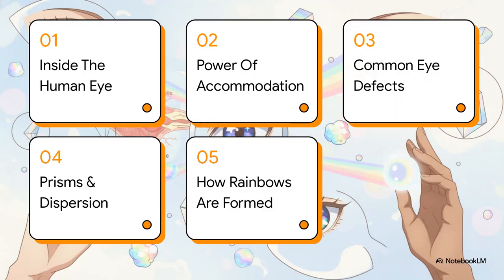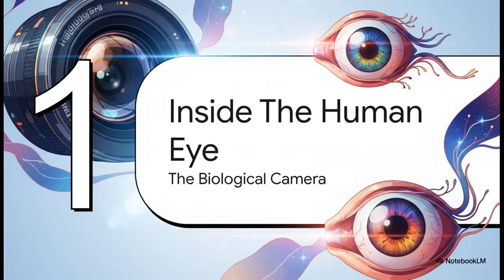So here's our roadmap for today. We're going to start by going inside the human eye, check out the power of accommodation, cover some common eye defects and their fixes, and then we'll zoom way out to look at prisms, light dispersion, and exactly how rainbows are formed. All right, part 1, inside the human eye, the ultimate biological camera.